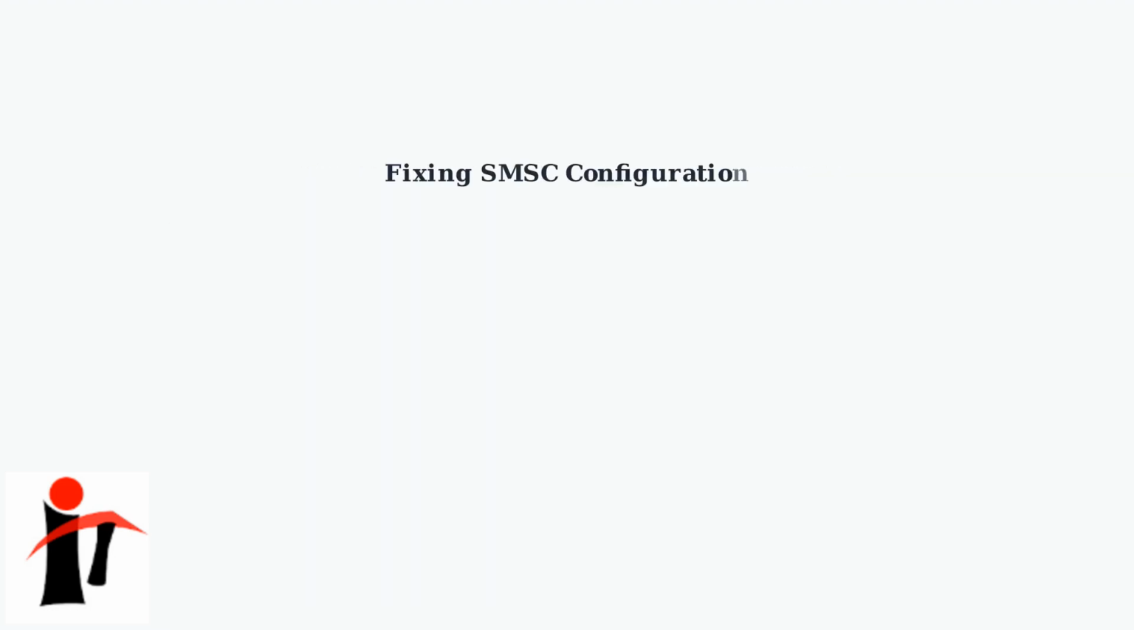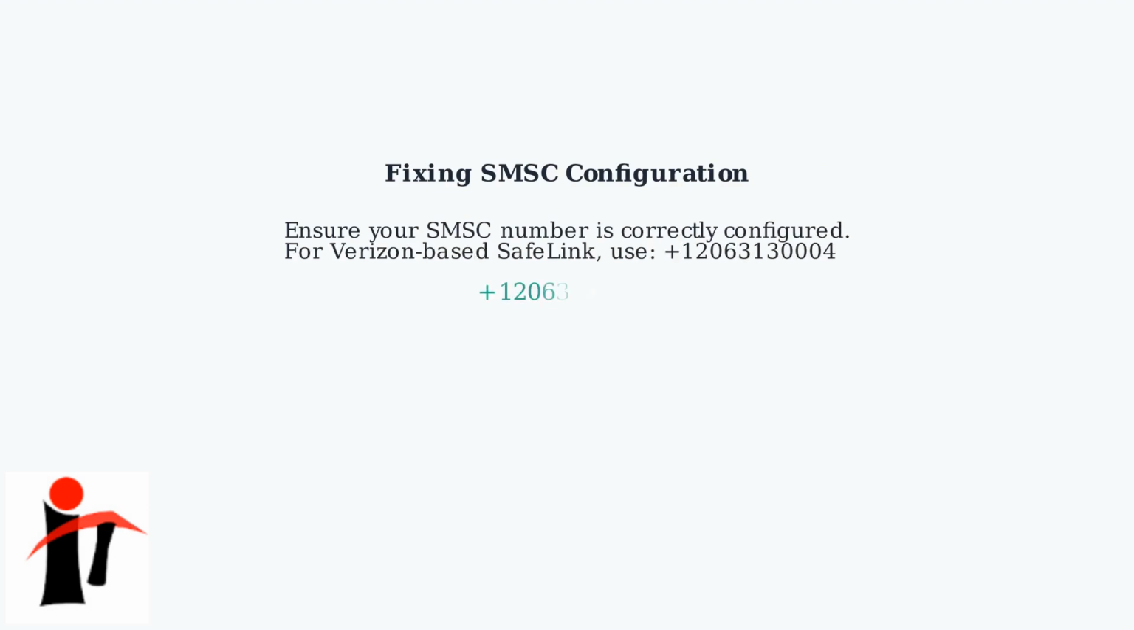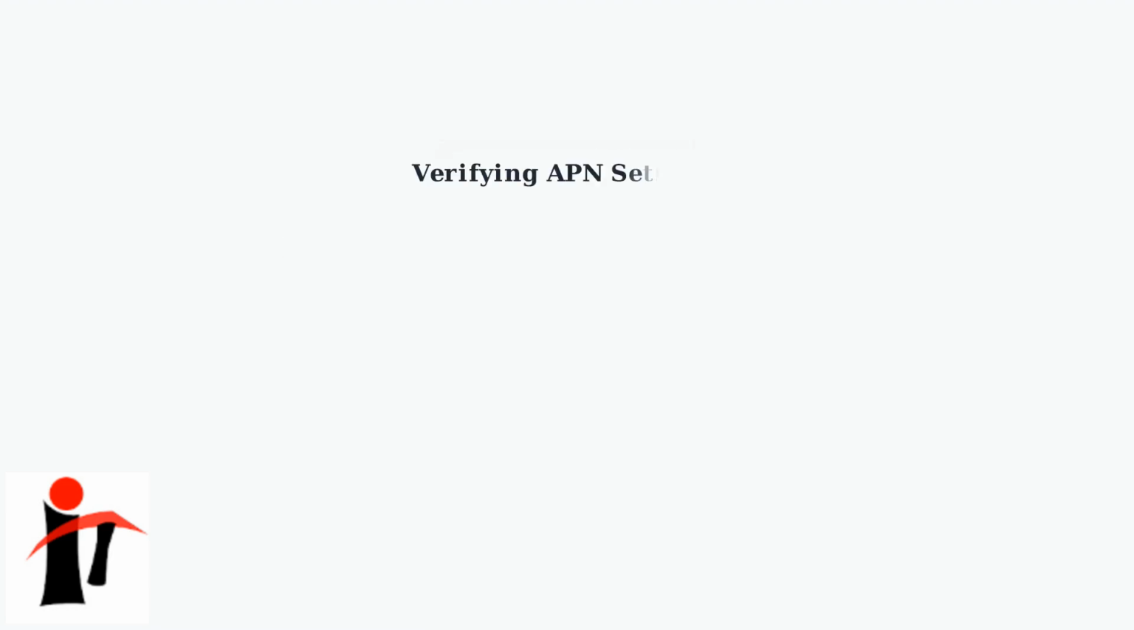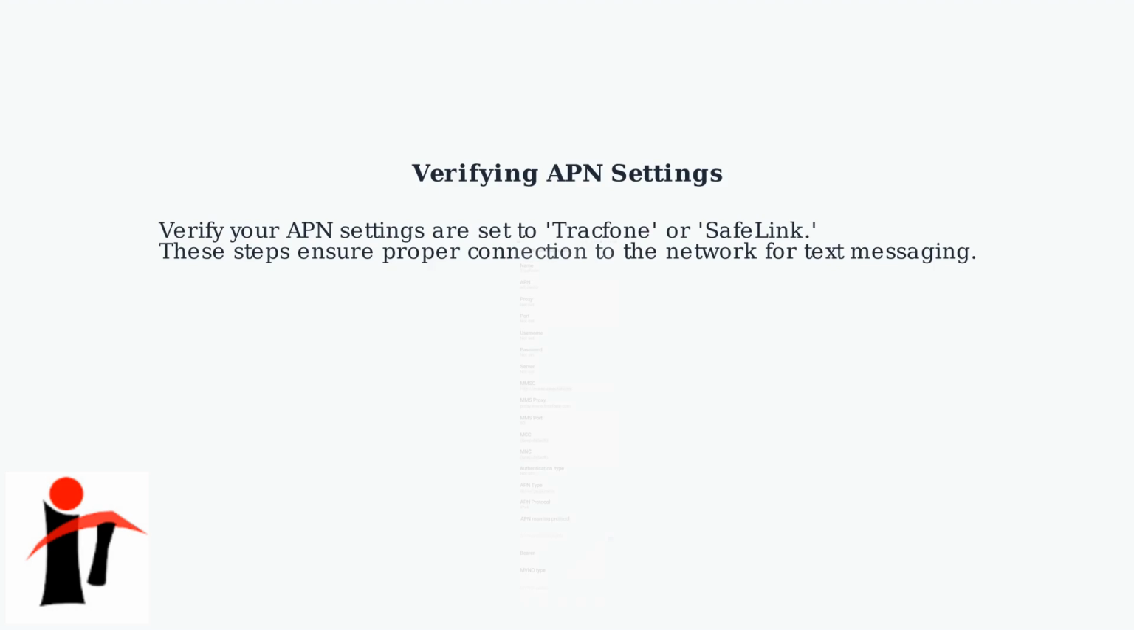A key fix involves ensuring your SMSC number is correctly configured in your phone settings. For Verizon-based SafeLink, this is often +20631300004. You can usually find this setting under Settings, Network and Internet, Mobile Network, SMSC on Android devices. Also, verify your APN settings are set to TracFone or SafeLink. These steps ensure proper connection to the network for text messaging.